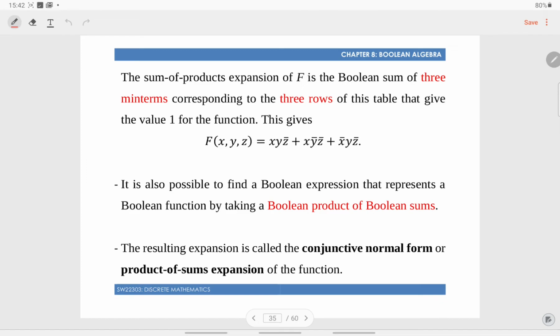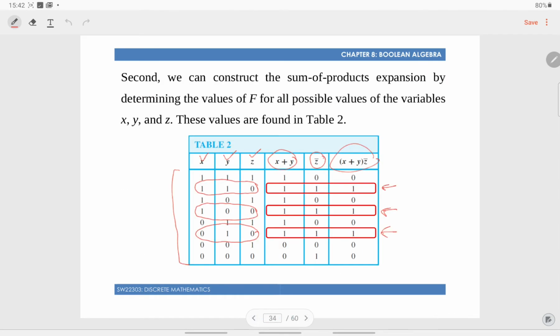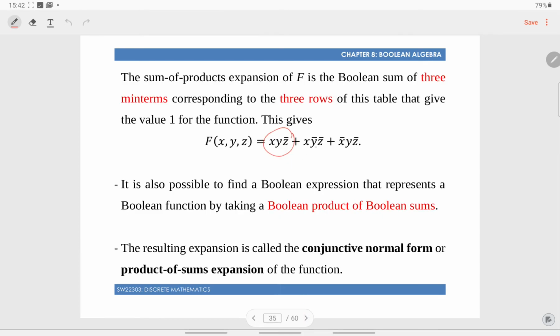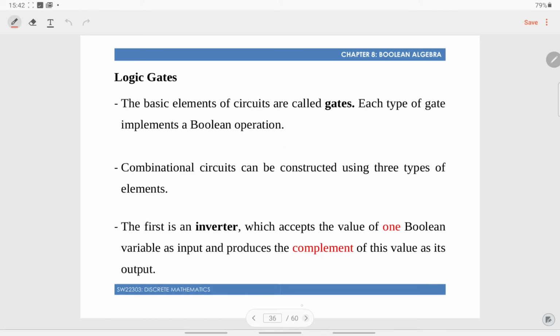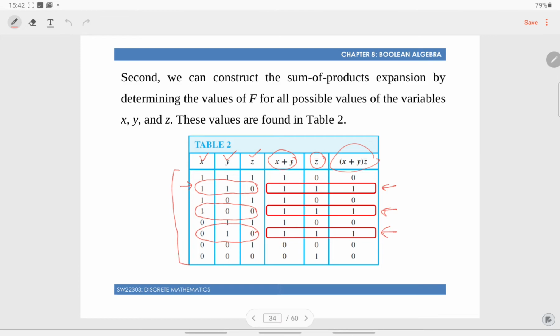Okay, so the sum of products expansion of f is the Boolean sum of three minterms corresponding to three rows of this table that give the value 1 for the function. We start with this one, x, y, and z complement. This is for the first one. For the second one, we have x, y complement, z complement.